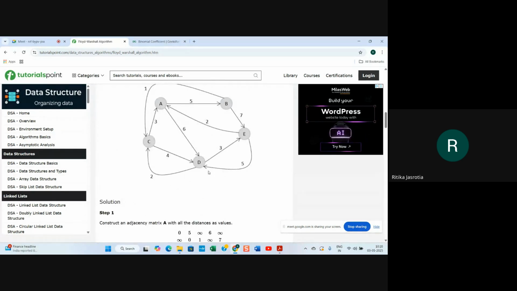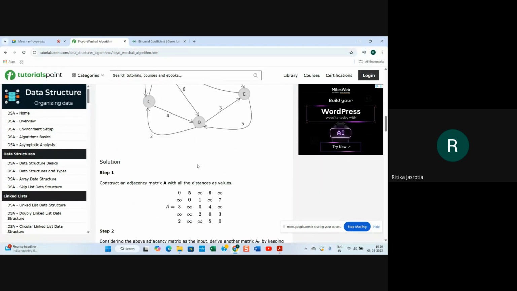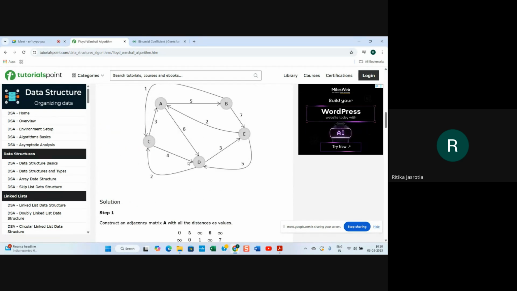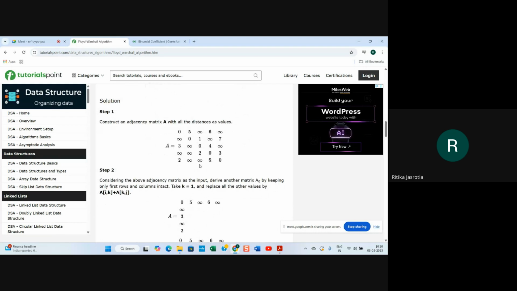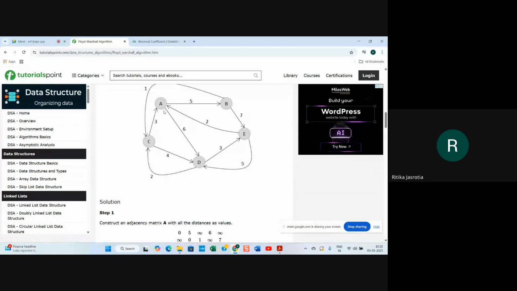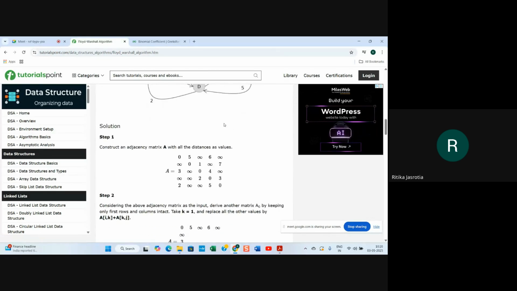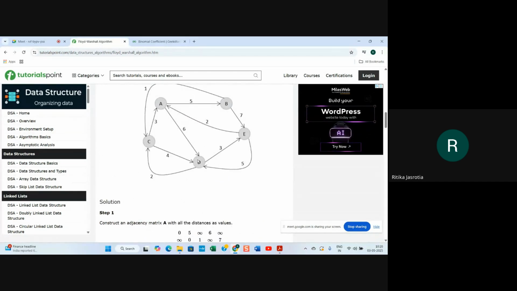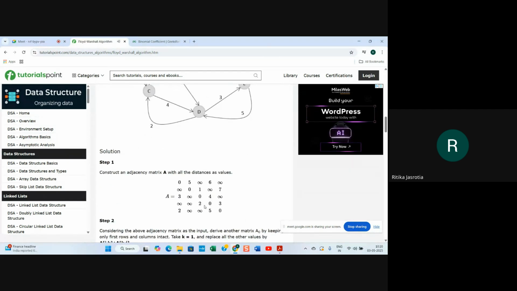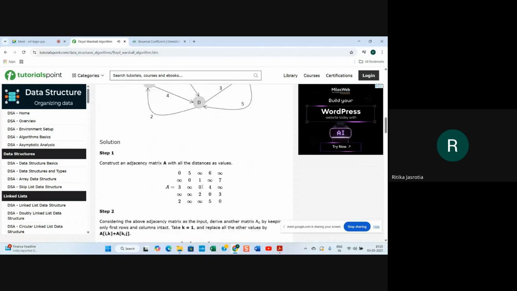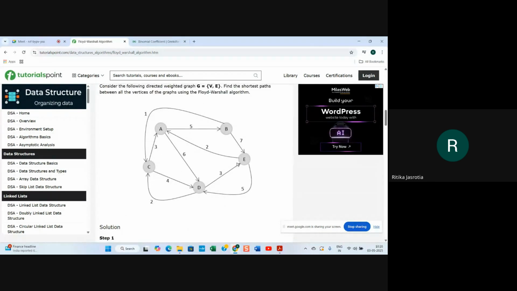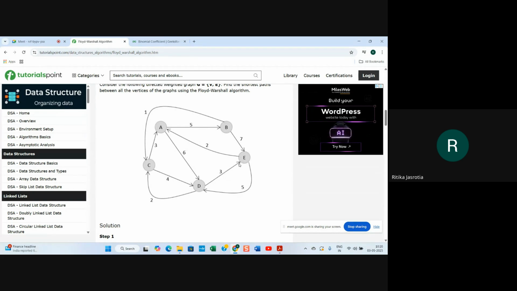C to D is there, direction is there, 4. Then C to E is not there, infinity. Then D to A is not there, infinity. D to B is not there, infinity. D to C is also there, that is 2. Right, and D to D is 0. D to E is 3, direction is there.